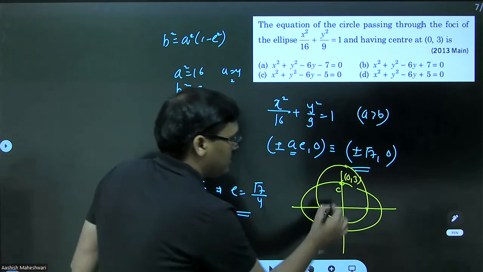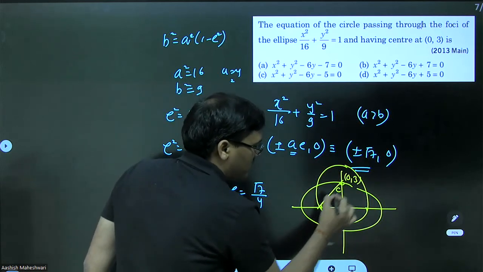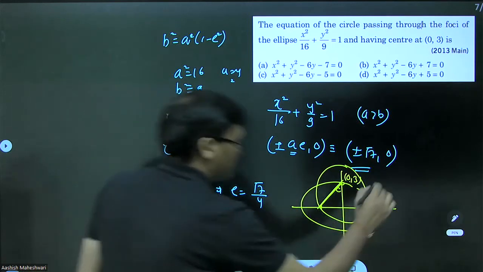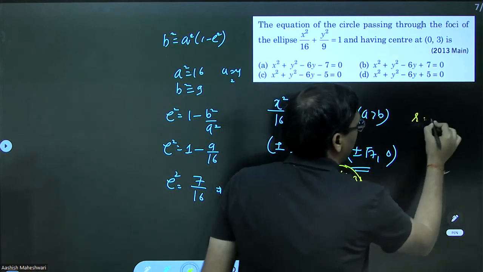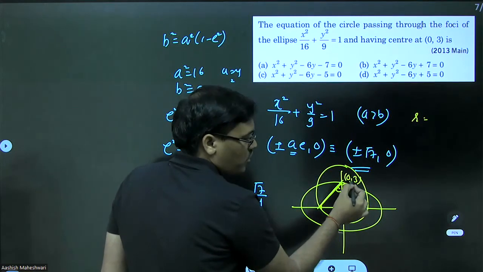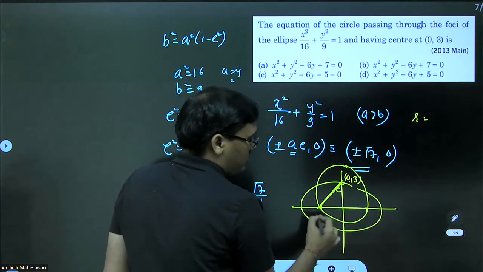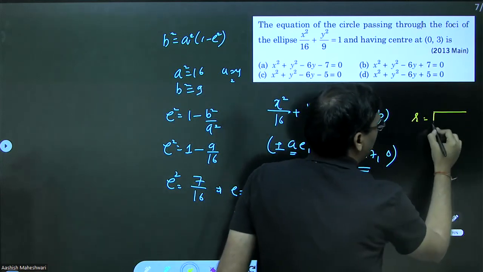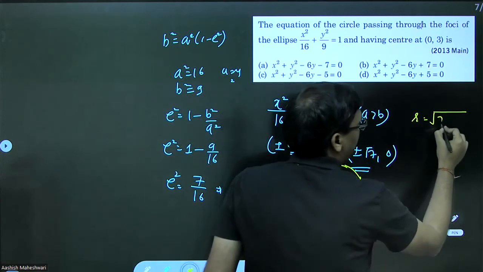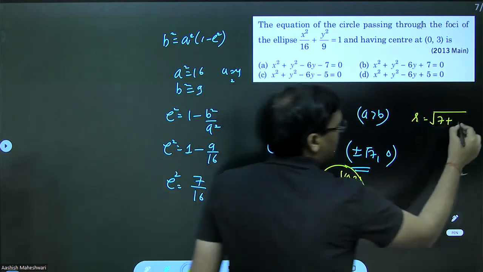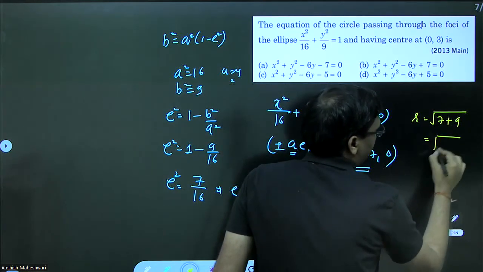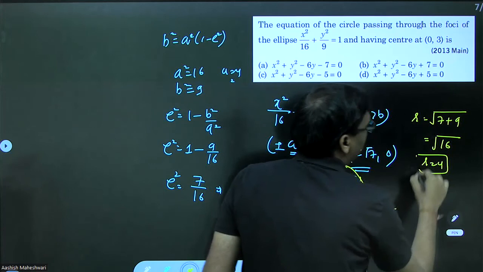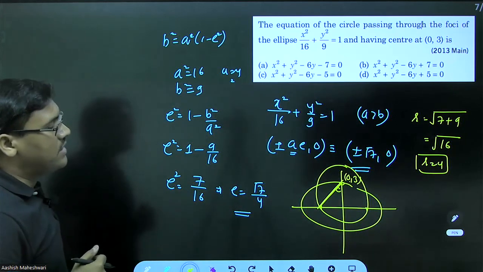How will you find the radius? If this circle is passing through the foci, the distance between the center and this point will be the radius, right? So what is the radius of this? I can say the radius will be equal to the distance between the center, that is 0, 3, and the point root 7, 0 or minus root 7, 0. You can take any point. So what is the radius? This is under root of root 7 square, that is 7, plus 3 square, this is 9. So what is the radius? Radius is equal to 4.